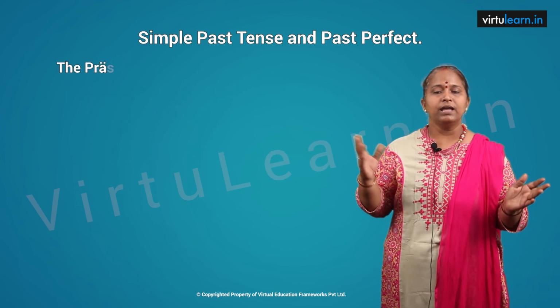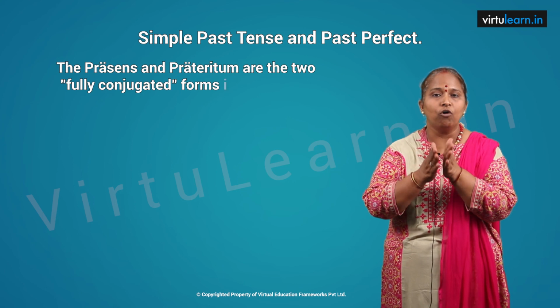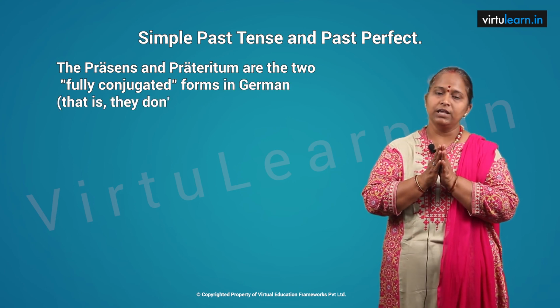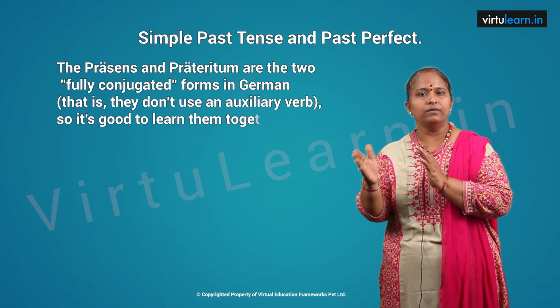The present and Präteritum are the two fully conjugated forms in German. That is, they don't use an auxiliary verb. So, it's good to learn them together.